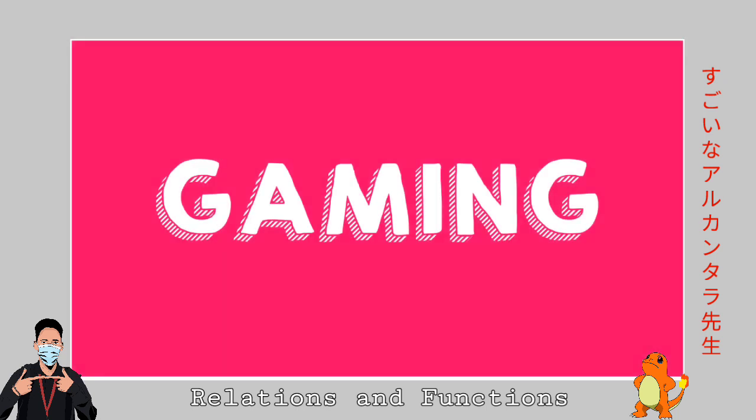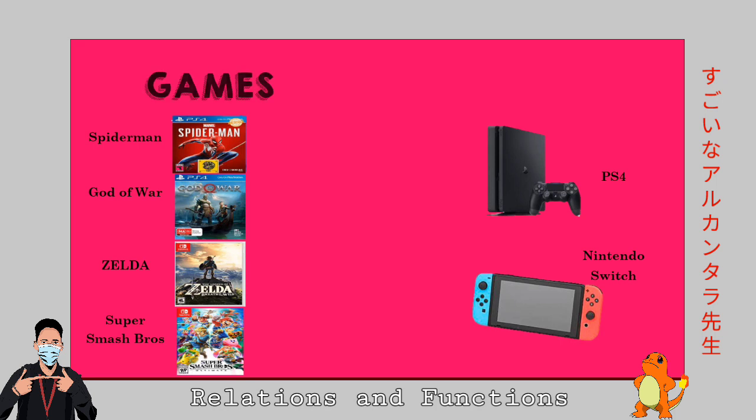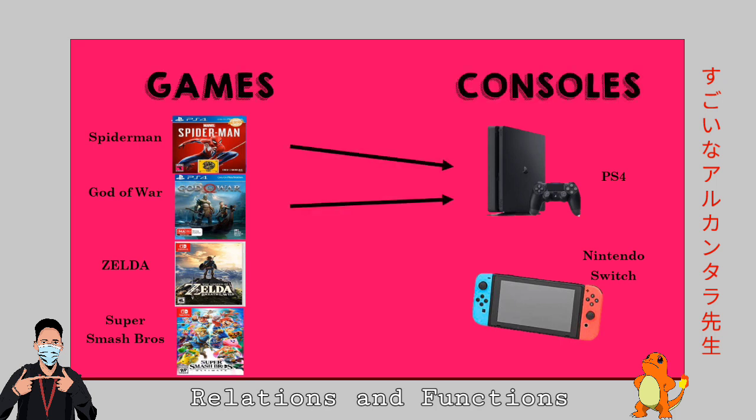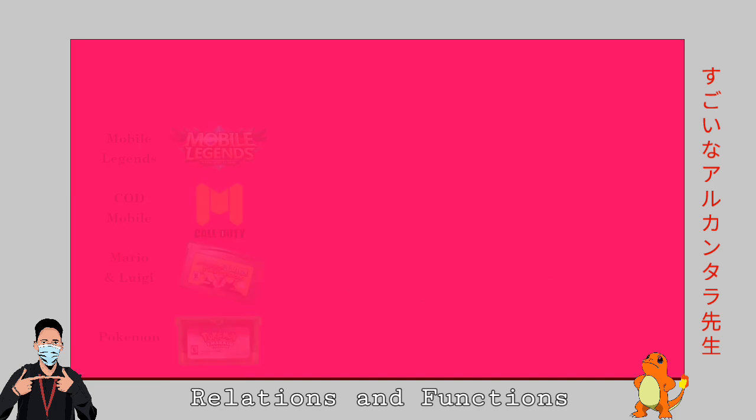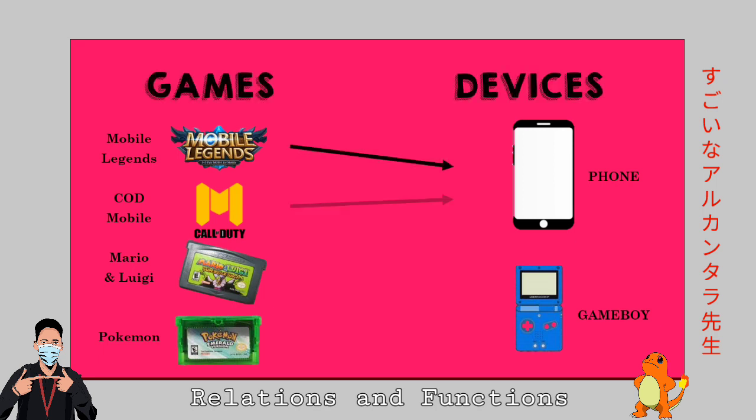Okay? And then gaming, we could have certain things like this. So Spider-Man and God of War, we can play that in PS4. Zelda and Super Smash Bros., Nintendo Switch, the specific titles. Next, we have video games such as Mobile Legends, Call of Duty. We can play that using our phones.